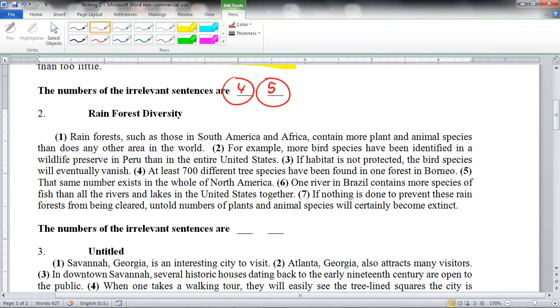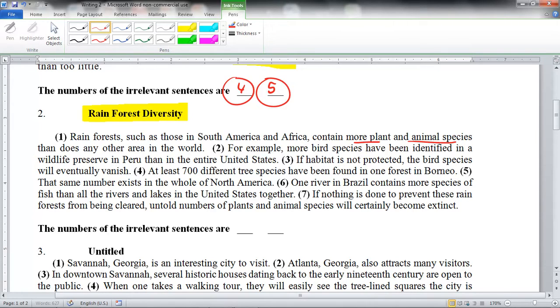Okay, let's do this second one. Rainforest diversity. The topic is rainforest diversity, so every sentence is supposed to support that. Rainforests, such as those in South America and Africa, contain more plant and animal species than does any other area in the world. That's a nice introductory statement, actually.